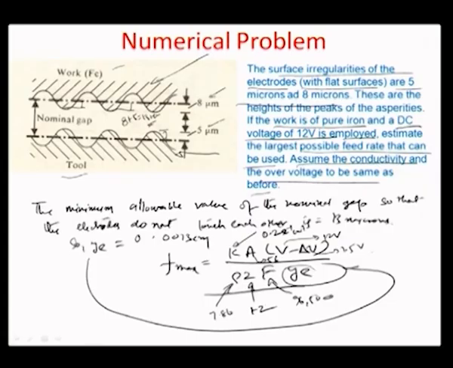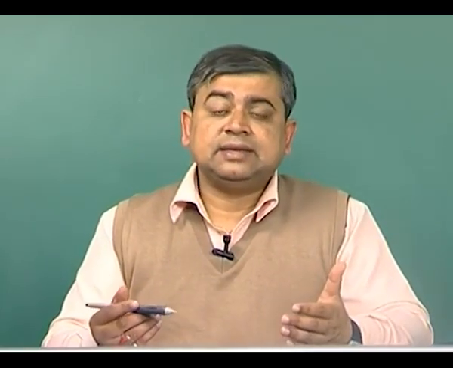So the maximum allowable feed in this case also gets defined as 35.7 millimeters per minute, which suggests that the feed rate cannot really go on increasing. It is really limited to the amount of average roughness which is available on the surface here. So that it does not have to go so close to a surface that there is a shorting, or the ECM process modifies because of that shorting effect.